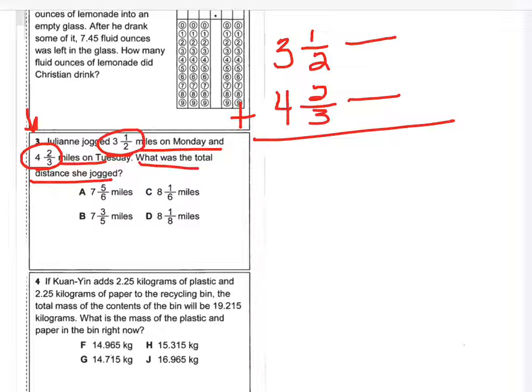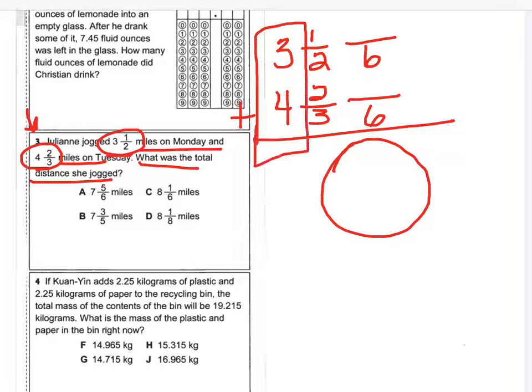So we're going to find a common denominator between 2 and 3. 3 times 2 is 6, so 6 will be your common denominator. You're going to make equivalent fractions, then you're going to add the numerators. And you're going to get an improper fraction that you're going to have to convert to a mixed number. And then after you get that answer, you'll add 4 plus 3 to the answer. Okay?